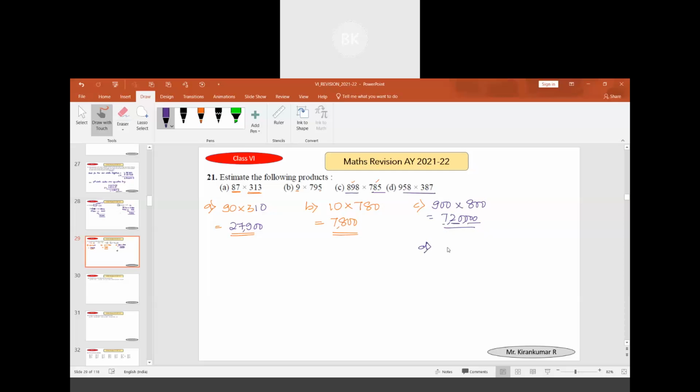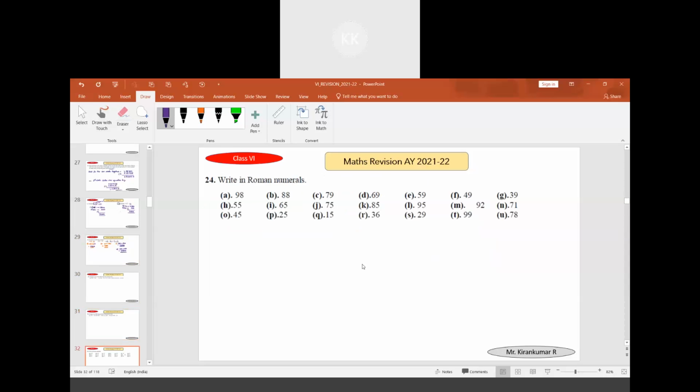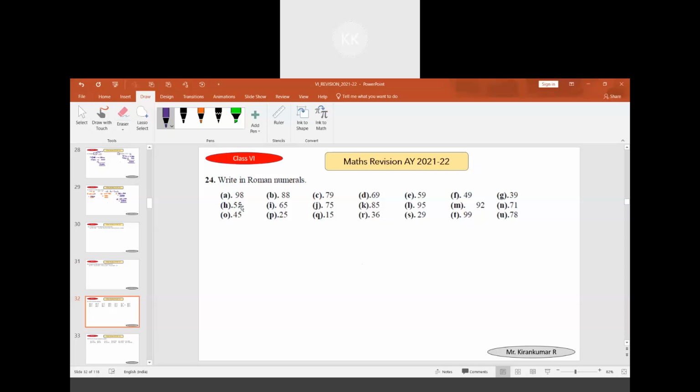In this one, in the same way, we will round it off to the nearest thousand. 958 becomes 1000 and 1400 becomes 400. So 1000 into 400 is 4 followed by 5 zeros, 4 lakhs. This question is also the same way. We have to estimate using the general rule. I will not do that. You will do that on your own.